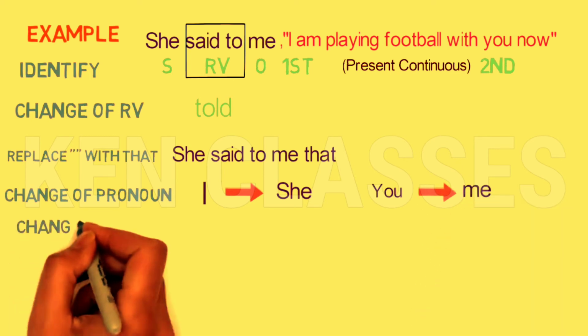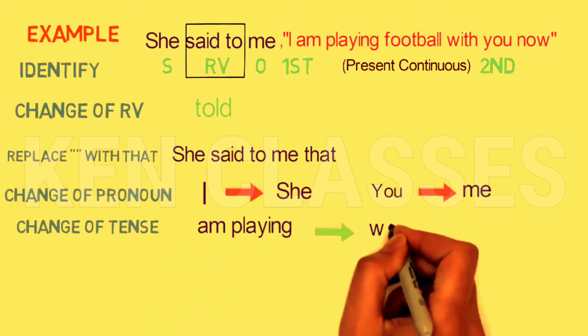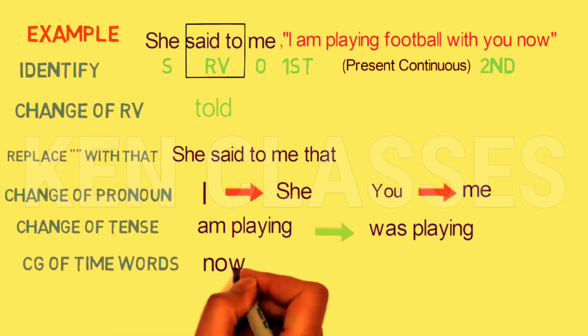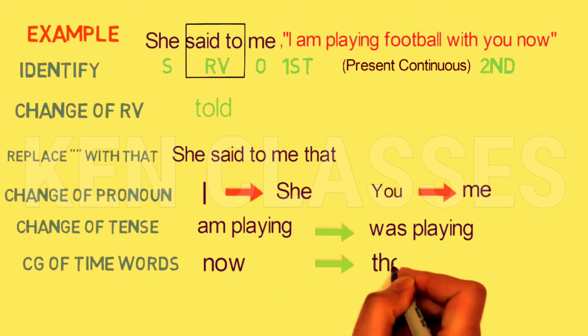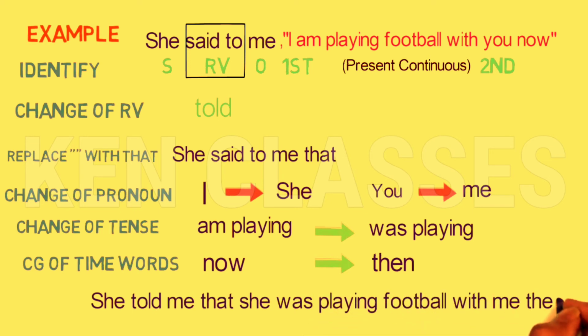Fifth step is change of tense. Here the tense is in present continuous, so it gets converted to past continuous. In this case, am playing will be converted to was playing. And the sixth step is change of words denoting time. Here the word now indicates nearness. It will be converted to then, which is showing distance. And bingo, the final outcome is indirect speech, which is she told me that she was playing football with me then. I hope you have understood all these 6 steps. Let's look into next example.